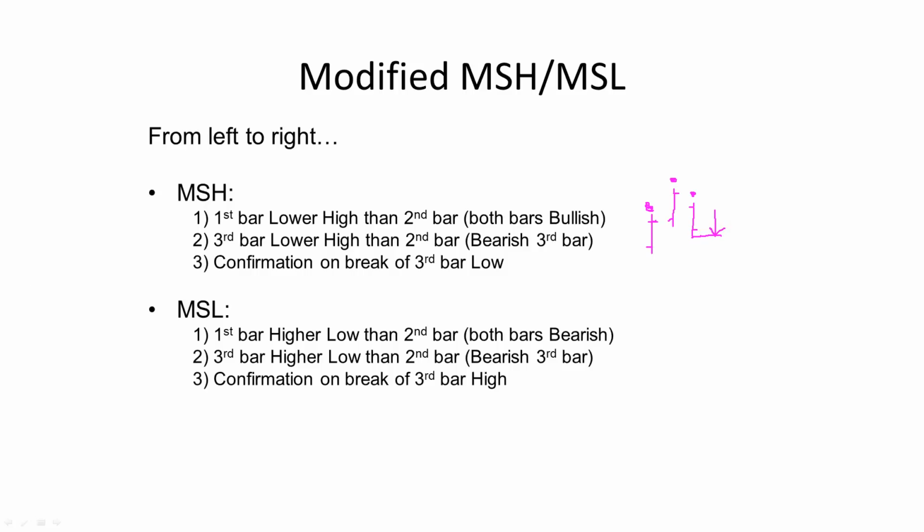Now let me draw it for a market structure low. So here you're going to have the market making a lower low and then a higher low. And in this one, you're going to have bearish. So opened here, closed here. And then you're going to have another bearish, and then you're going to have bullish.